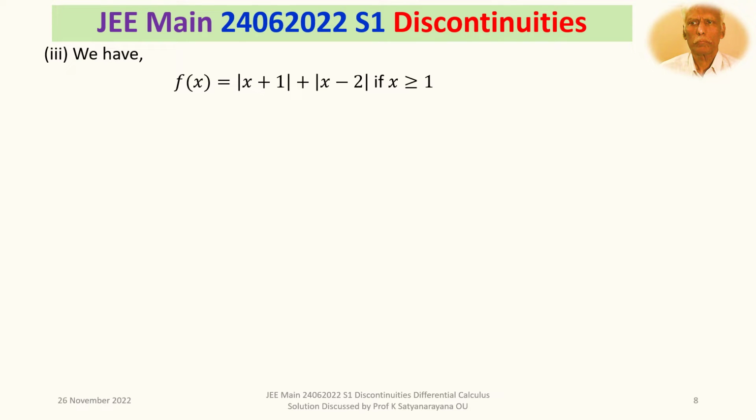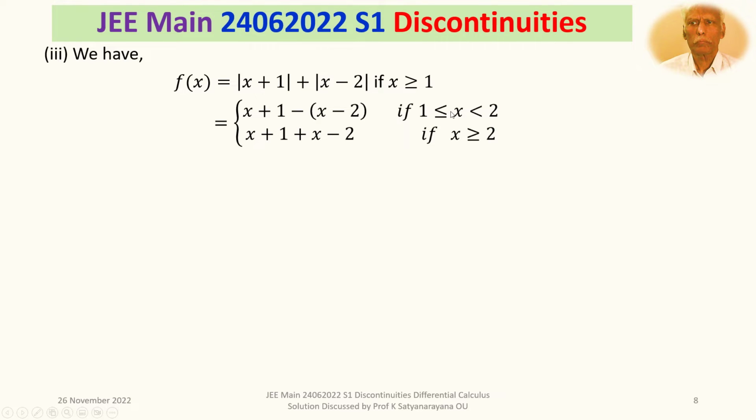And this time f of x is equal to mod of x plus 1 plus mod of x minus 2 if x greater than or equal to 1. This can be broken now. This is equal to, if 1 less than or equal to x less than 2, when x less than 2, x minus 2 will be negative, so mod of x minus 2 will be minus of x minus 2. When x greater than or equal to 2, x minus 2 is greater than or equal to 0. Therefore, mod of that is x minus 2 only.